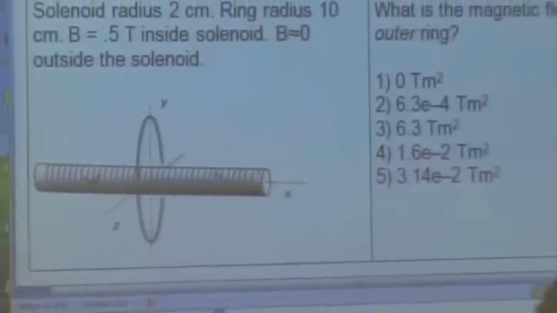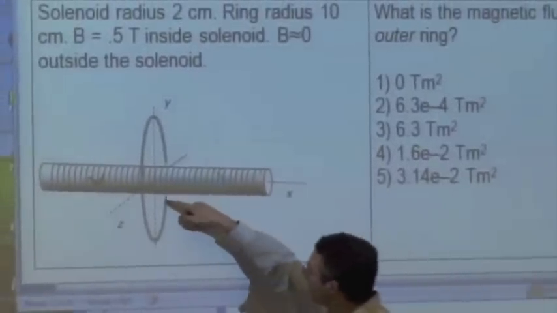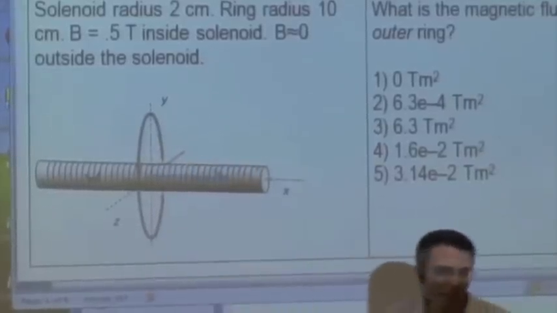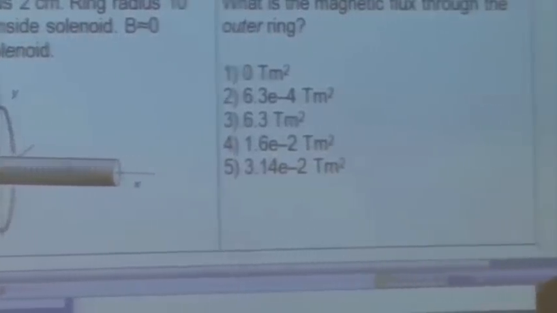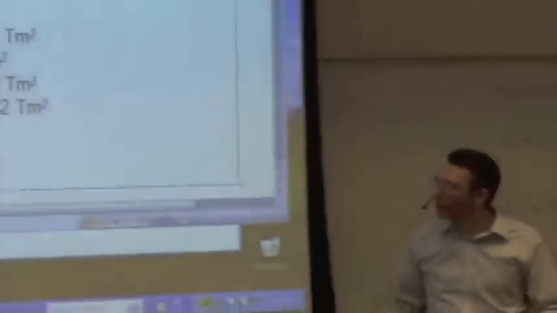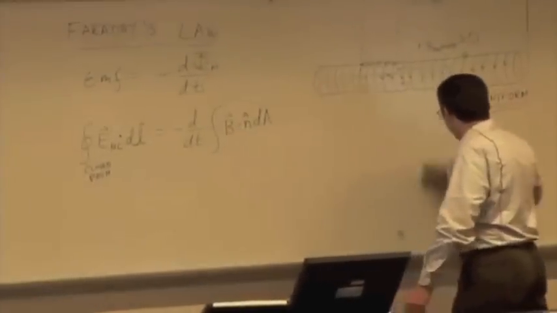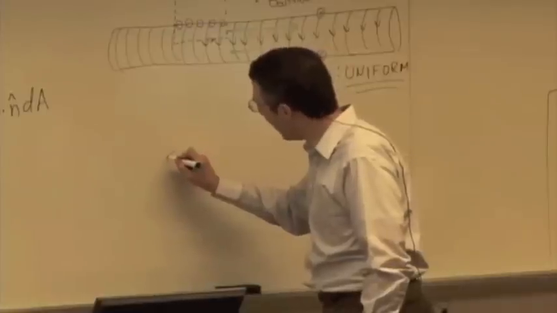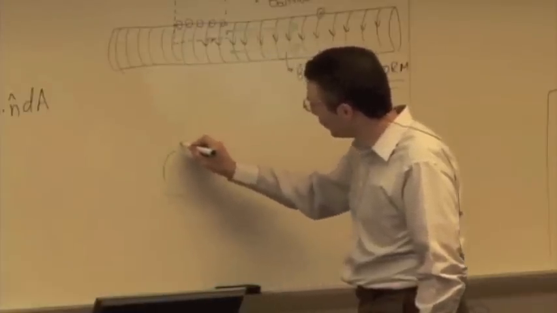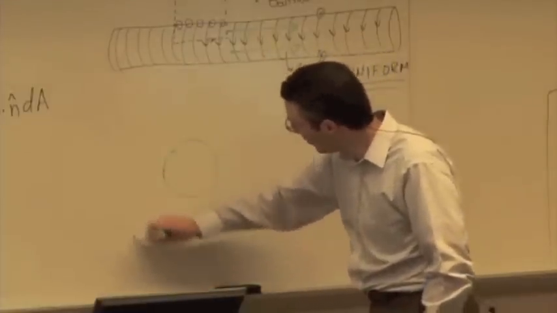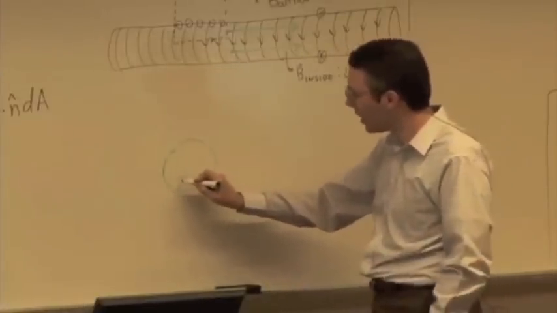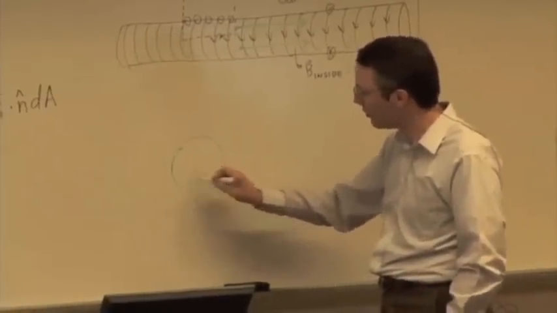I've got a metal ring that's in the YZ plane, and I have just made the solenoid coaxial with the ring. Just to get the geometry right, if I'm looking down the length of the tube, that's the solenoid, and then I just have a ring surrounding it. The positive x-axis would be coming out towards us from this point of view.